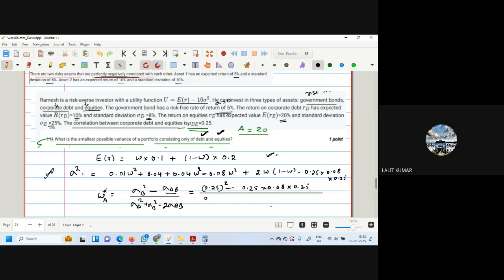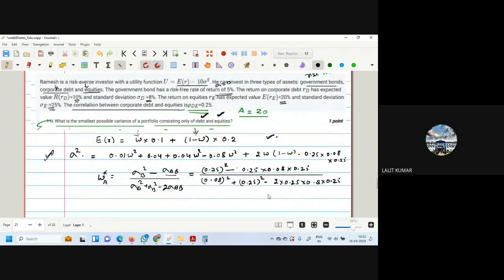This is 0.08 square plus 0.25 square minus 2 into 0.25 into 0.8 into 0.25. So this W1 you will get, and for this you get W2. Once you have found these, then you can find the smallest ratio. So that will become, you put in this formula. Is this okay?